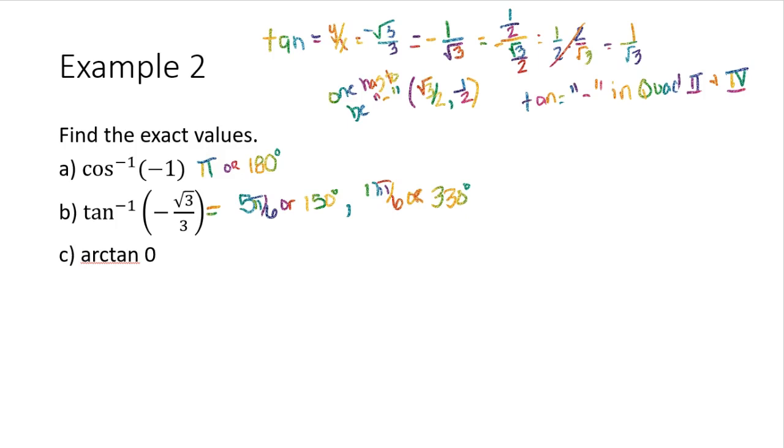Part C, the arctan of 0. We will be looking literally for the angle where the tangent is equal to 0. That means we are looking for an angle that has coordinates of 1 and 0. We want 0 to be in the y, because remember the tangent is defined to be y over x. And that's going to happen in 2 positions. It happens at 0 degrees or 0 radians. It also happens at pi, or 180 degrees.